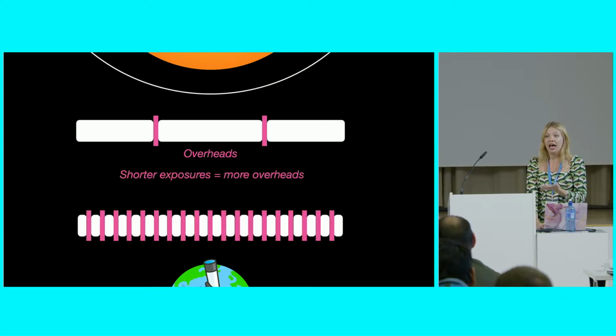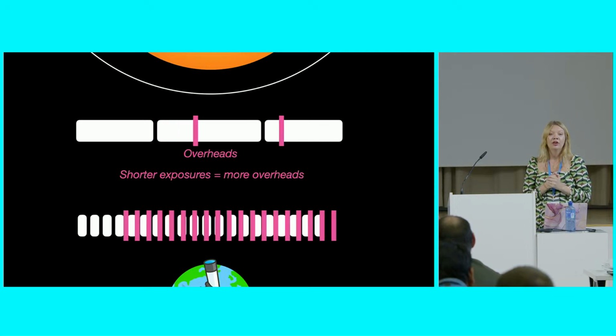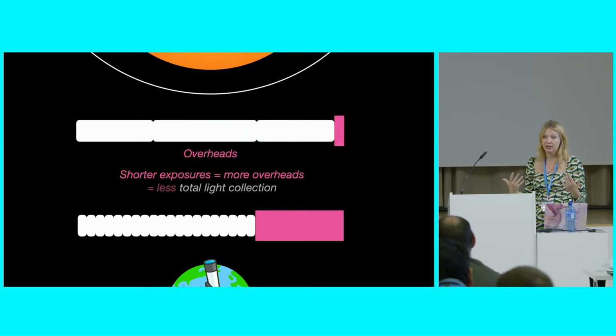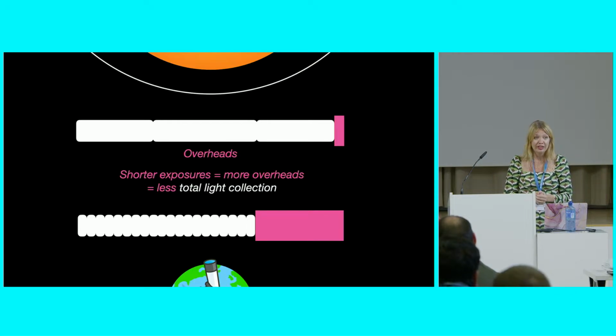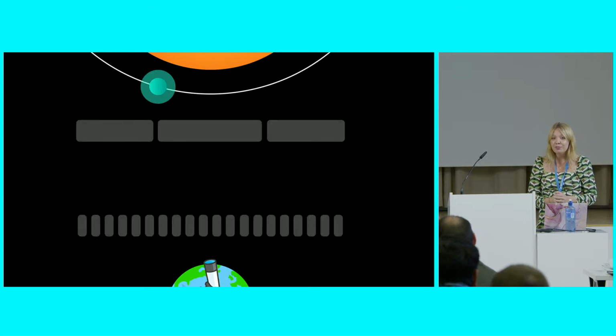And what do you think happens during the overheads? Well, you're not capturing photons from your transit event, is what's happening. So you're going to end up with a smaller amount of light collection if you're spending a lot of time on overheads, which is bad because then you're reducing your signal-to-noise ratio. So obviously we should just take the longest exposures possible all of the time. Easiest talk ever.